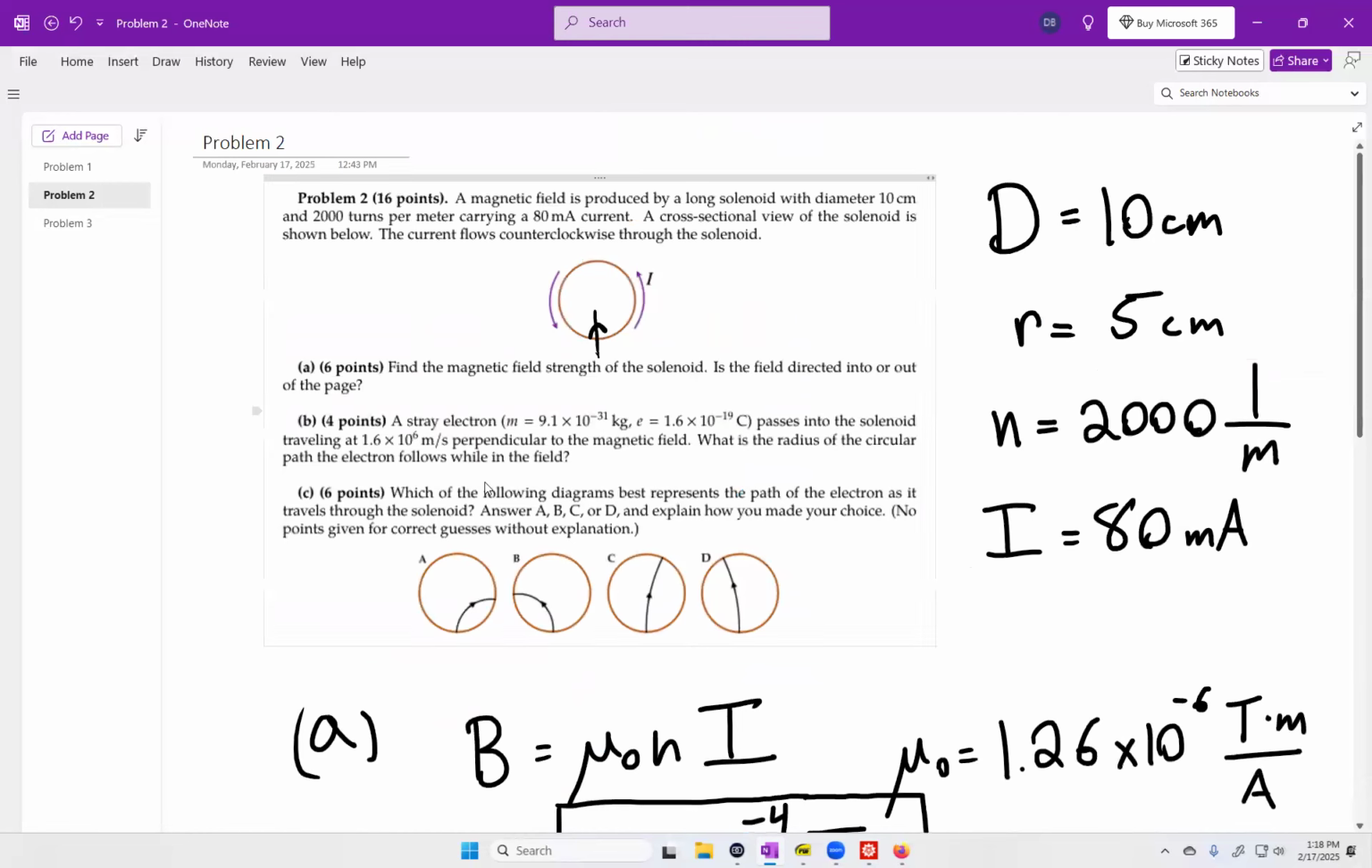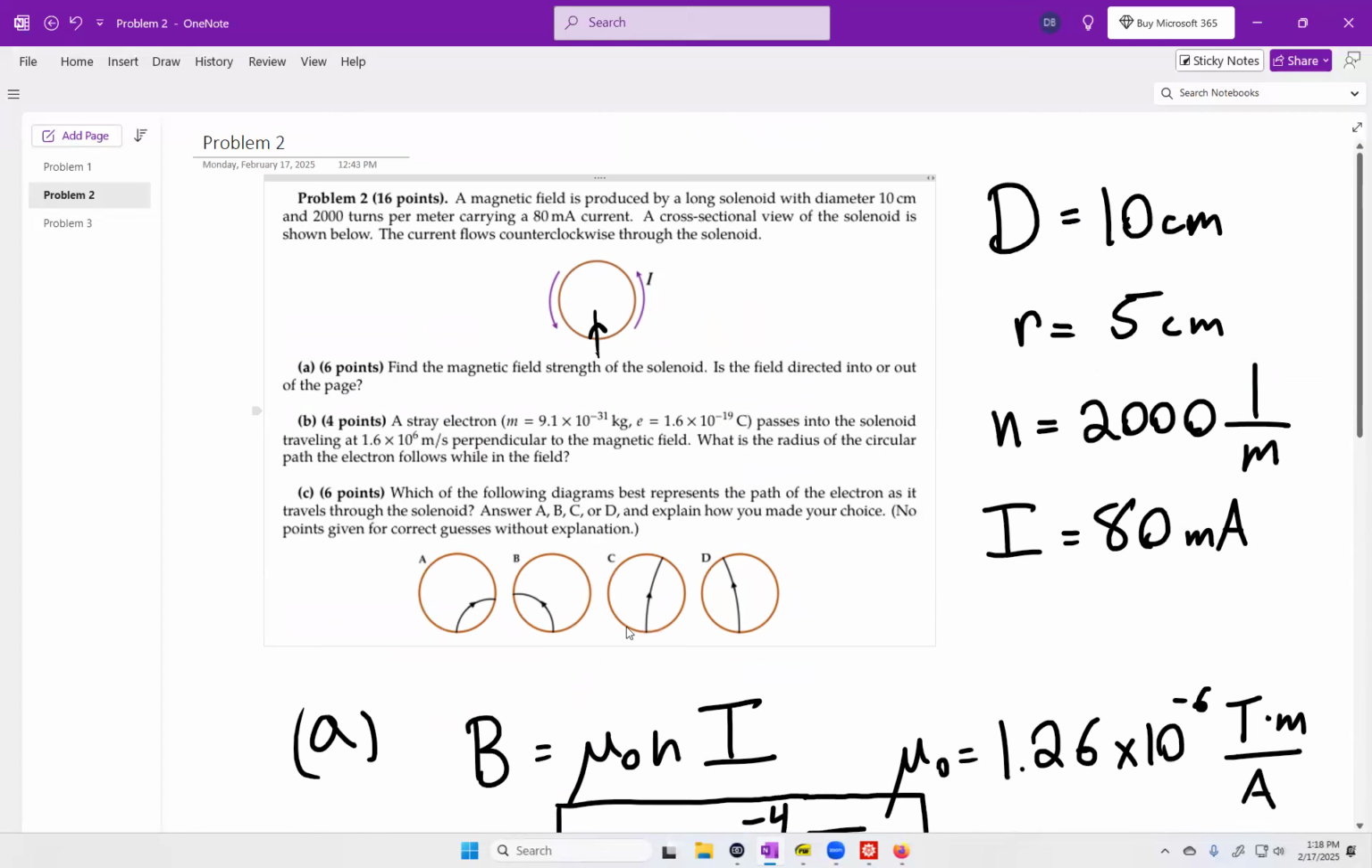All right, now part C, we need to think a little bit here. So it asks, which of the following diagrams best represents the path of the electron as it travels through the solenoid? So they give us 4 options, A, B, C, and D. And we want to choose one of them. So it's multiple choice, but we need to explain how we made our choice. Okay, so we can't just guess.